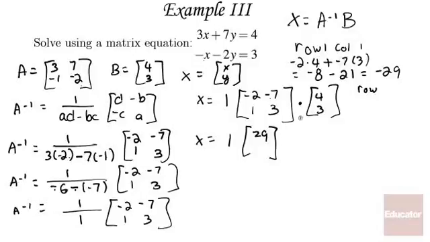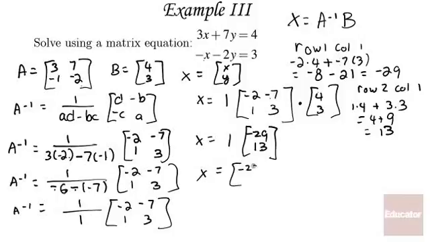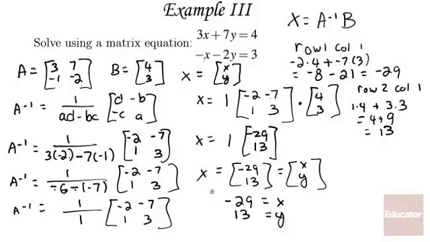Okay. Row 2, column 1. Row 2 here, column 1 here. That is going to be 1 times 4 plus 3 times 3 equals 4 plus 9 equals 13. So row 1, column 1 gave me -29. Row 2, column 1 gave me 13. So X equals 1 times this. Well, since this is just 1, I'm going to end up with X equals -29, 13 as elements. And I also know that X is this. So corresponding elements in equal matrices are equal. So -29 equals X, and 13 equals Y. So this is my solution to the system of equations using matrices.